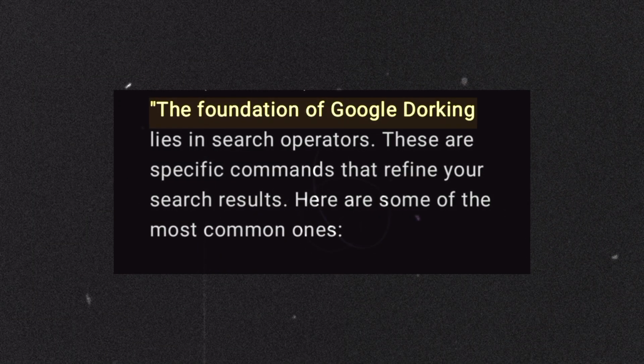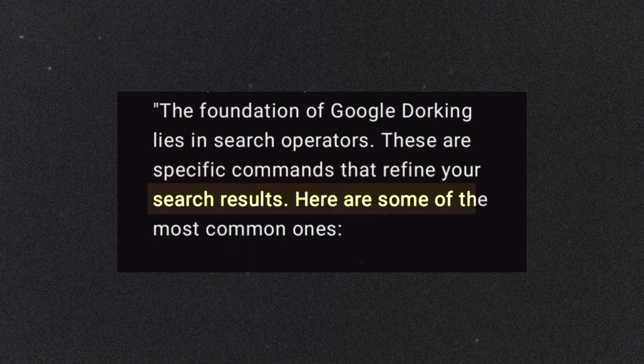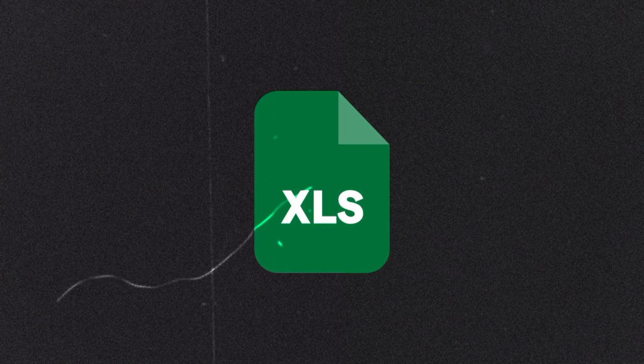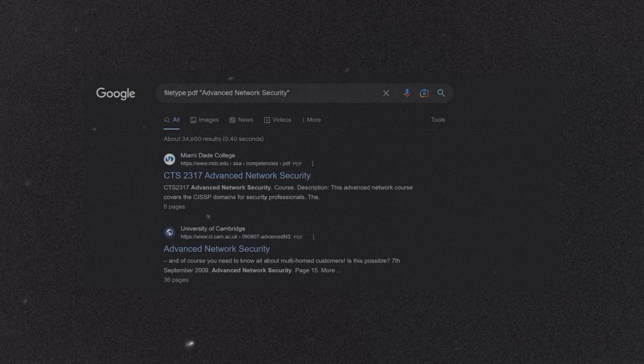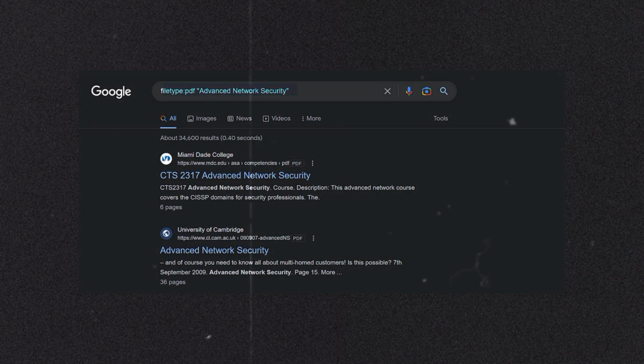The foundation of Google Dorking lies in search operators. These are specific commands that refine your search results. Here are some of the most common ones. Site limits results to a specific domain. For example, site:example.com will only show results from example.com. Filetype searches for specific file types such as PDF, DOC, XLS, etc. Example: filetype:pdf will return only PDF files.